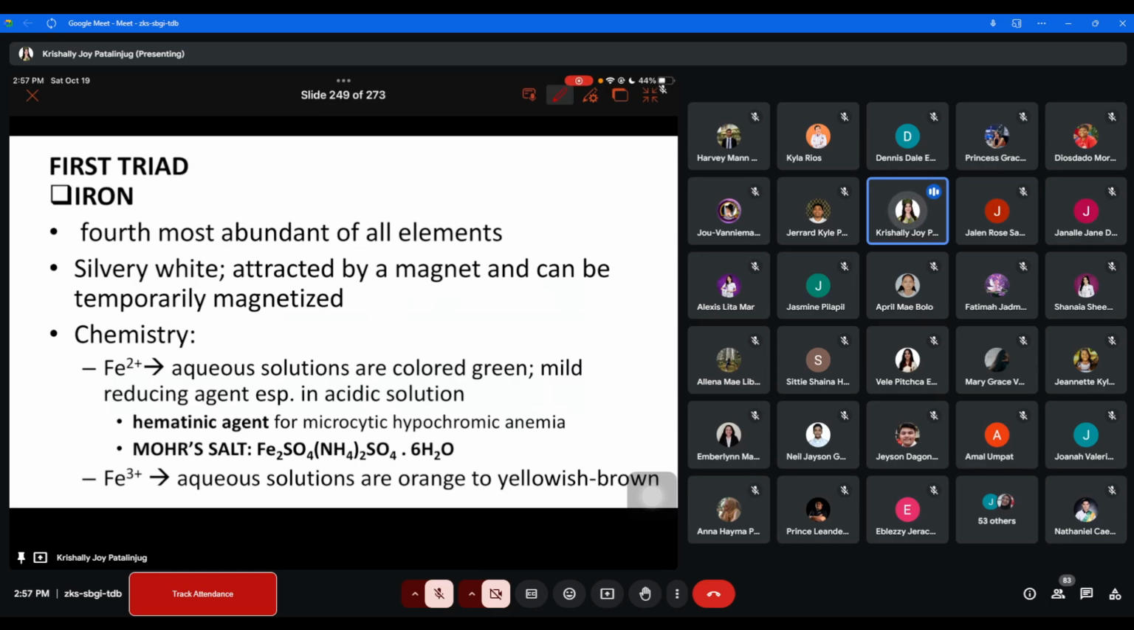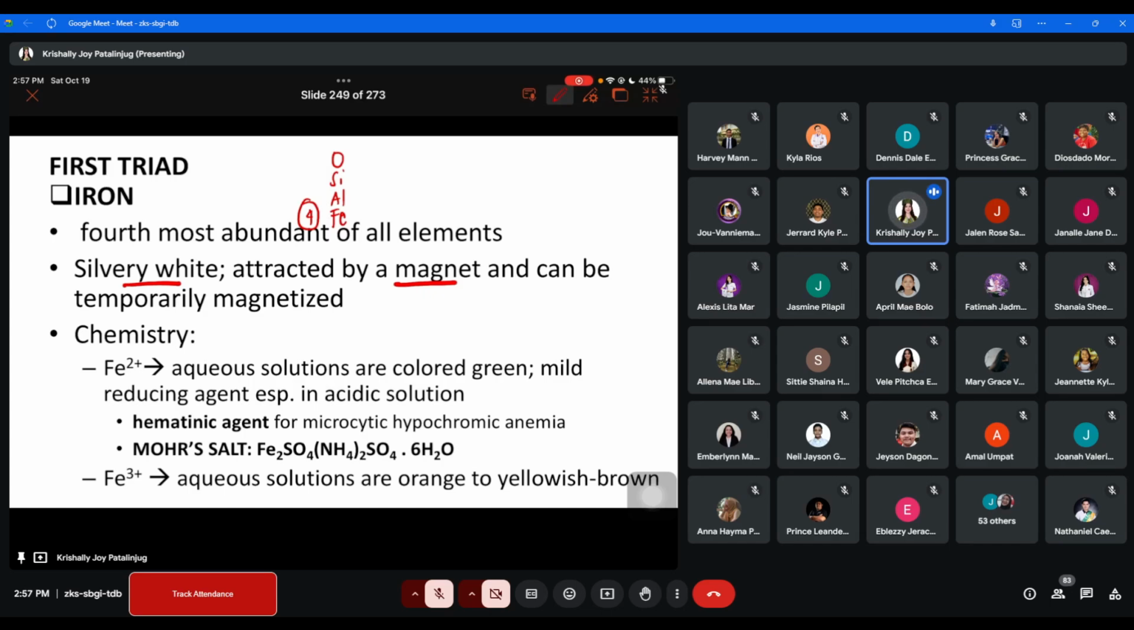Fe for iron, it is the fourth most abundant of all elements in the Earth's crust. Oxygen, silicon, aluminum, then followed by iron. So, siya yung fourth most abundant. It has a silvery white na coloration, and di ba yung bakal, yung iron, it is attracted by magnet. It can be temporarily magnetized.